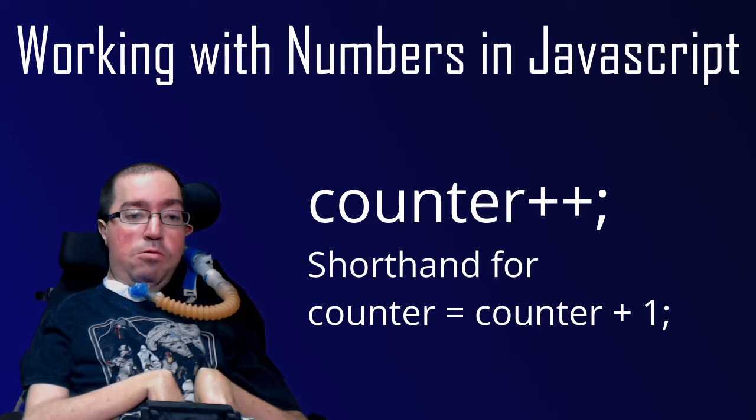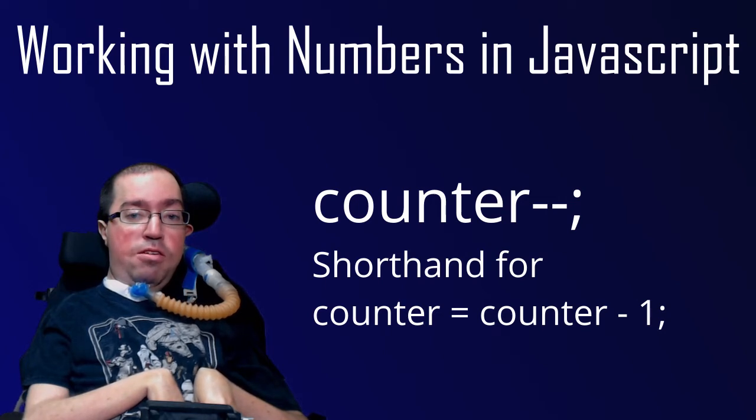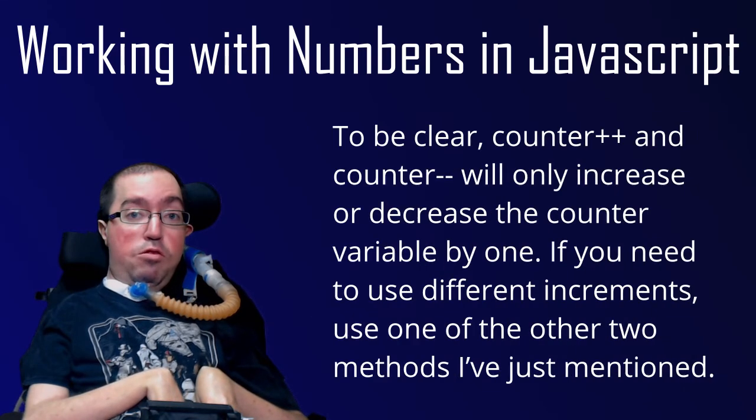Finally, you could use counter plus plus. This method is shorthand for counter equals counter plus 1. And you will see this a lot whenever we cover loops. Conversely, you can decrease the counter variable by 1 by saying counter minus minus. To be clear, counter plus plus and counter minus minus will only increase or decrease the counter variable by 1. If you need to use different increments, use one of the other two methods I've just mentioned.